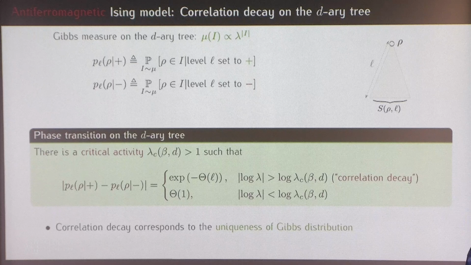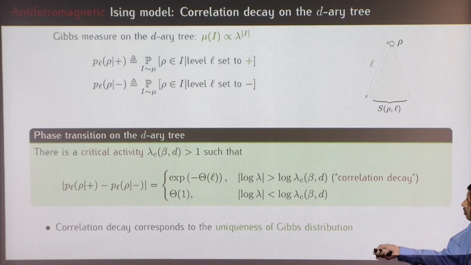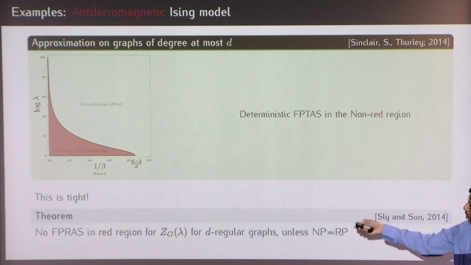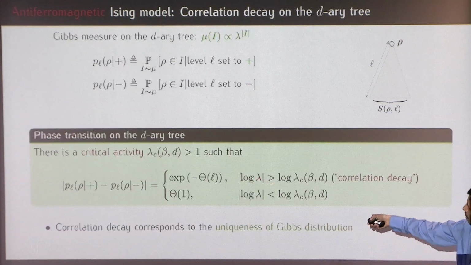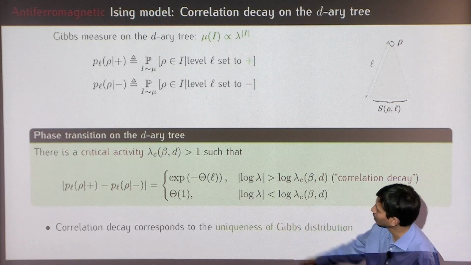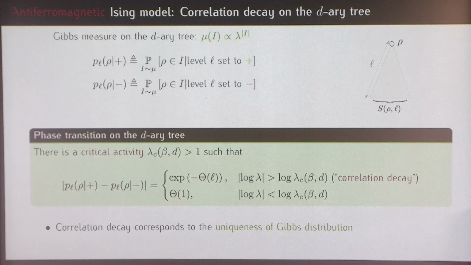And now I can look at what the difference between these two probabilities is as a function of L, as the distance at which I'm fixing vertices goes to infinity. So it turns out that in terms of beta and d, one can draw this line, such that if you're above this red line, so that is, log lambda is bigger than that line, then the differences decrease exponentially in the length. So as L goes to infinity, the difference between the two probabilities goes to 0 exponentially fast in L.